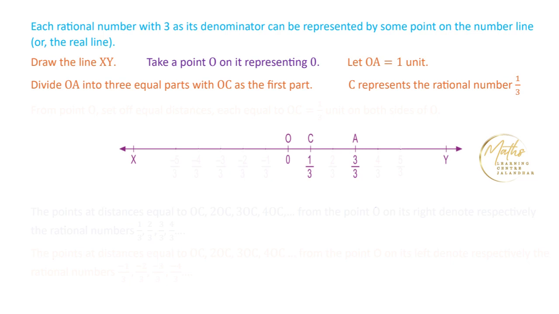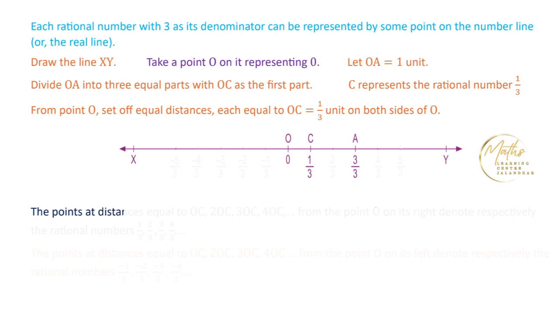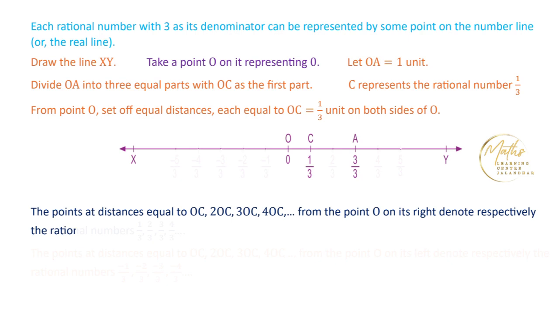Now from this point O, we set off equal distances, each equal to OC, which is 1 by 3 units, on both sides of this point O. When we are moving towards the right, the points at a distance equal to OC, 2OC, 3OC, and 4OC from the point O on the right denote respectively the rational numbers 1 by 3, 2 by 3, 3 by 3, 4 by 3, and so on. So we are going to mark the points at the distance 1 by 3 towards the right.